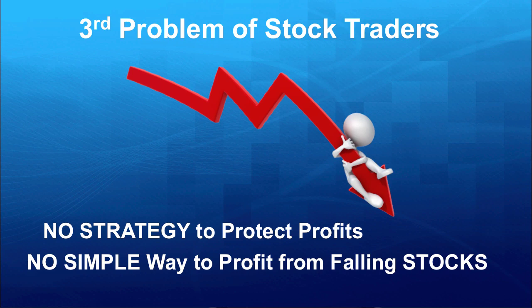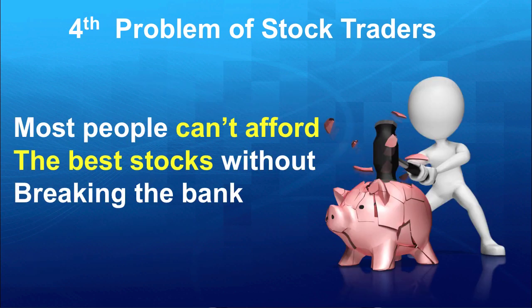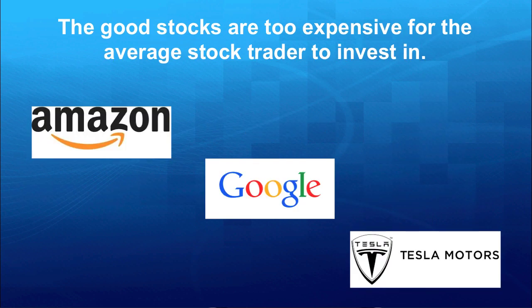And then we're going to get into the fourth problem. I'm going to walk you through the solution and how it works. And the fourth problem that most stock traders face, and this is a big one: most people can't afford the best stocks without breaking the bank. Most people can never afford the Amazon, the Google, the Tesla, right? Even Apple, right? Most people can never afford some of the best stocks because it's out of their reach financially.